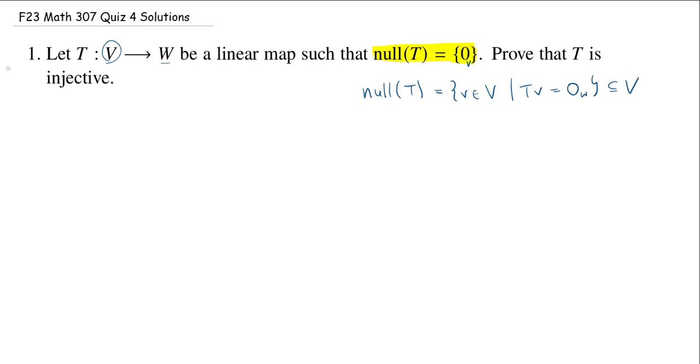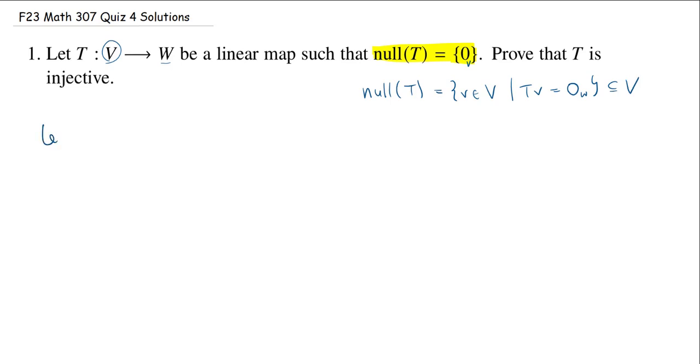And our goal in this problem is to prove that T is injective. So this is one of the really nice uses of the null space: it detects injectivity. If the null space is just the zero subspace, then your linear map is injective. So let's see if we can prove that. To show that T is injective, we're going to take two elements of V that have the same image and show that those have to be the same element.